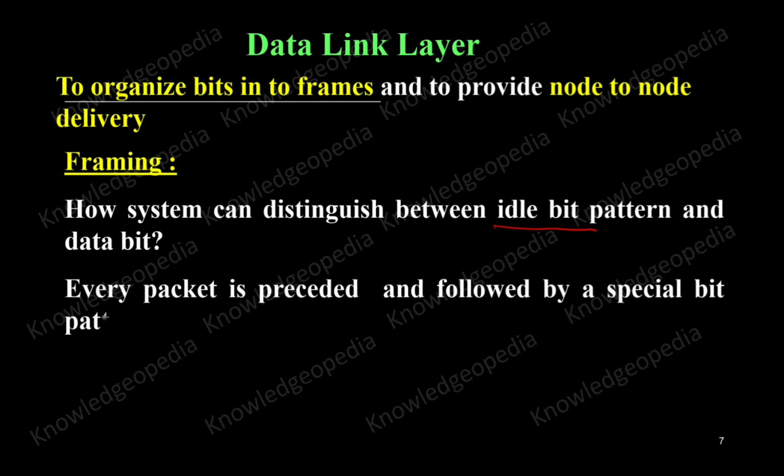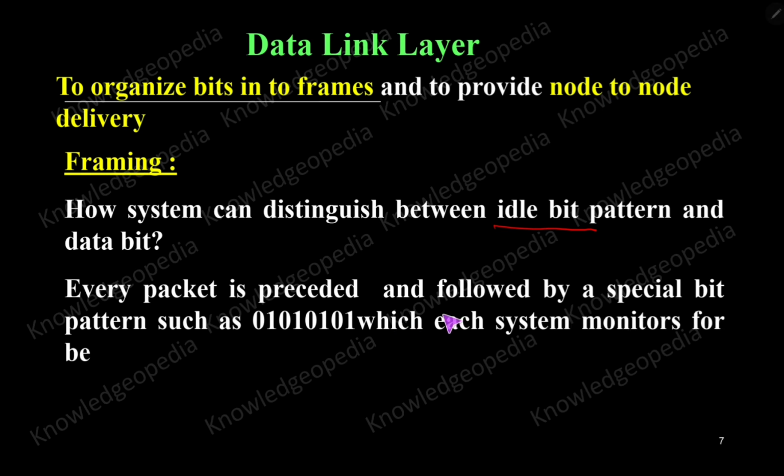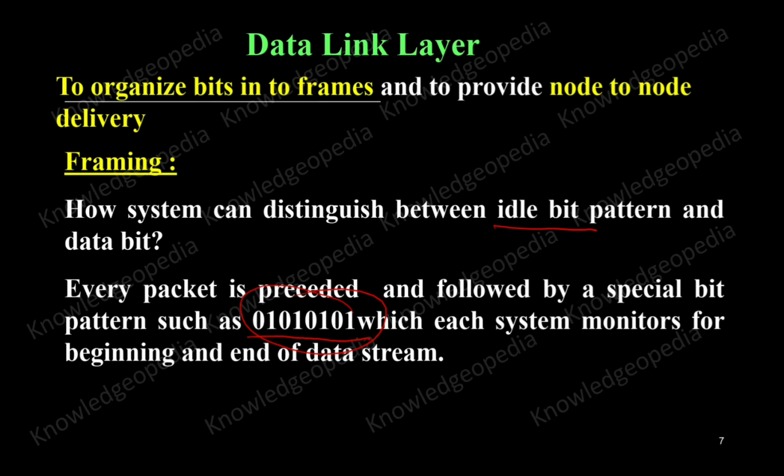For that purpose, framing is done. Every packet is preceded and followed by a special bit pattern such as this. So every frame will have this pattern 01010101 at the beginning, and at the end of the frame it also has 01010101, which each system monitors for the beginning and the end of the data. The receiver looks for this bit pattern. When it finds it, it understands that the next bits coming are the frame bits. When the frame is over, again it finds this bit pattern and understands that this is the end of the frame. This is called framing.